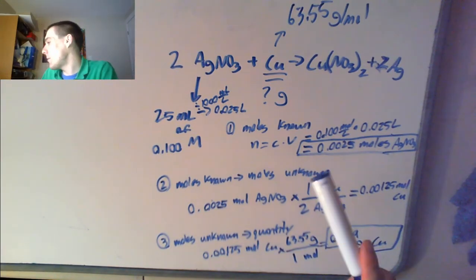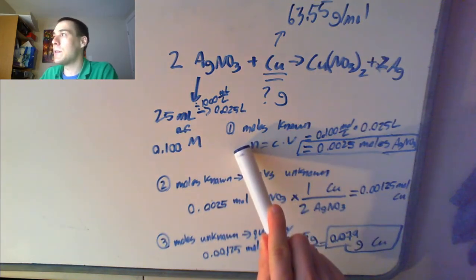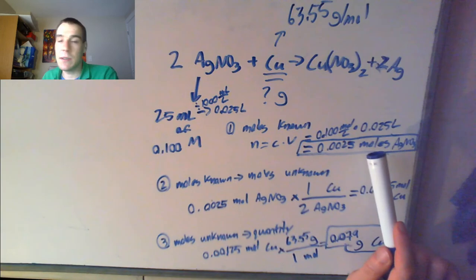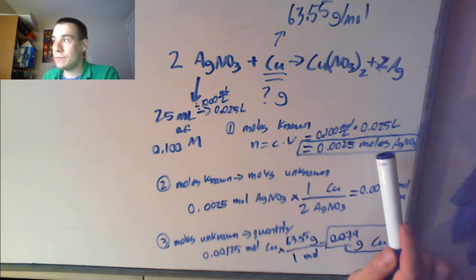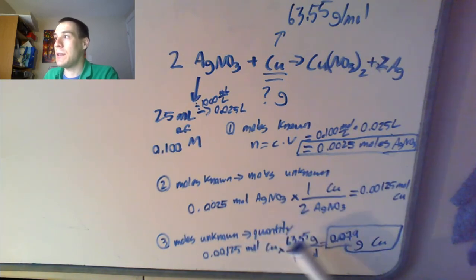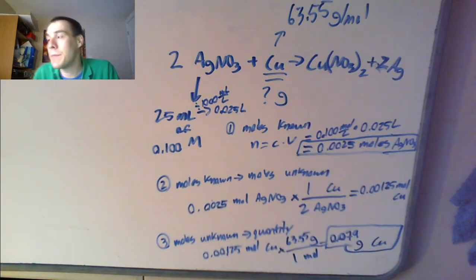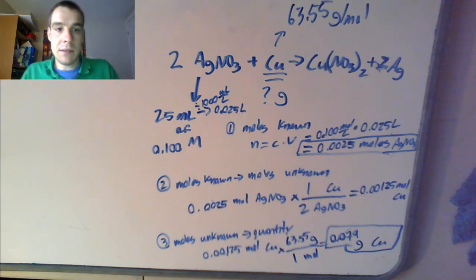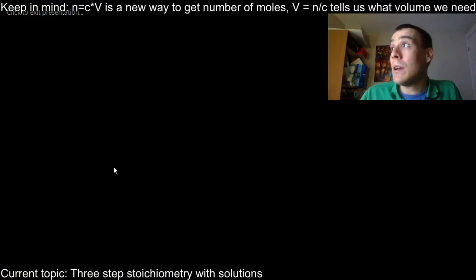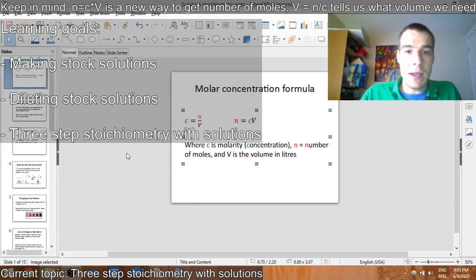So it's the same old 3-step. We get our moles of known. We have a different way of getting the moles of the known compound, but after that, it's the same. You've got a mole ratio, and then at the end, I wanted a mass, so that's exactly the same as what we've done before. And those are the types of problems that we can do now. And that's the end of the lesson.